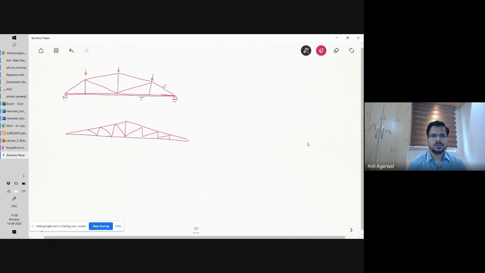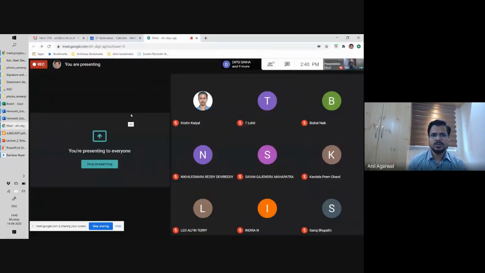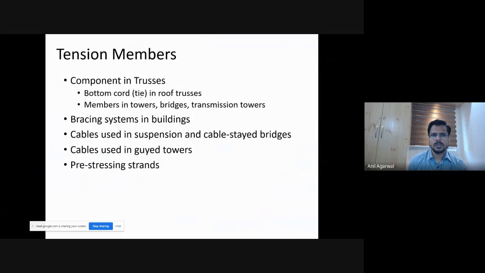These members will be in compression. Similarly, these members will be in tension. And then some of these members will also be in tension and compression alternatively, or something like that. Some arrangement would be there. So these are all diagonal members or vertical members. Vertical members will mostly be in compression, but diagonal members may be in tension. Okay. So the bottom chord in a roof truss is most often in tension.